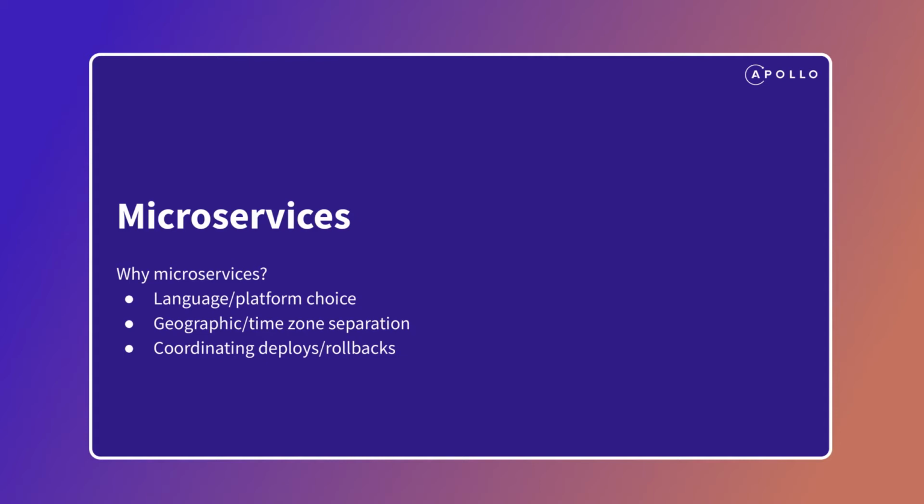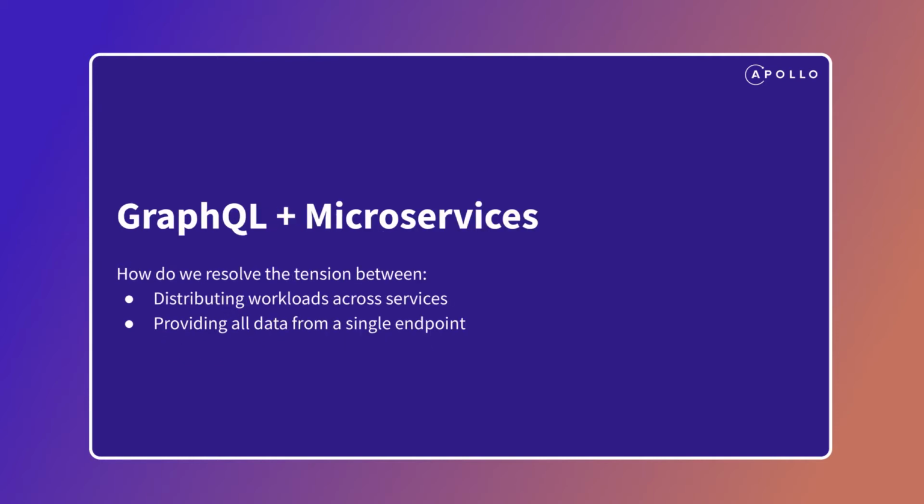And the fact that if you have hundreds or thousands of engineers contributing all to the same set of services, it can be really hard to coordinate all those deploys and then deal with rollbacks if one team were to introduce a bug and it affects everybody else. But how do we resolve the tension between microservices, where work is distributed across many, many machines, and GraphQL, where you're providing all the capabilities from that one single endpoint?